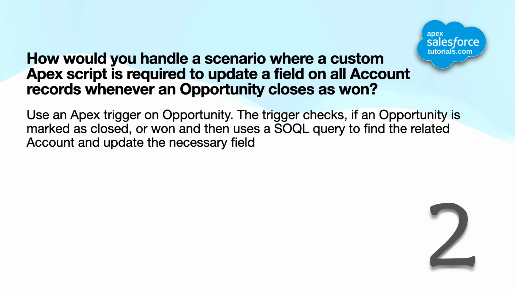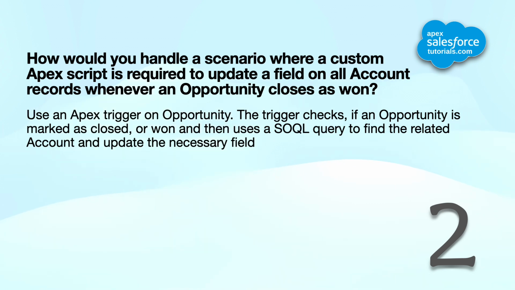Second is, how would you handle a scenario where a custom Apex script is required to update a field on all account records whenever an opportunity closes as won? Answer: use an Apex trigger on opportunity. The trigger checks if an opportunity is marked as closed or won, and then uses a SOQL query to find the related account and update the necessary field.